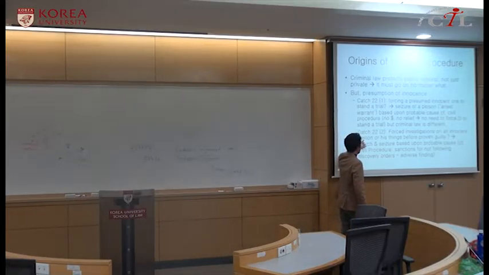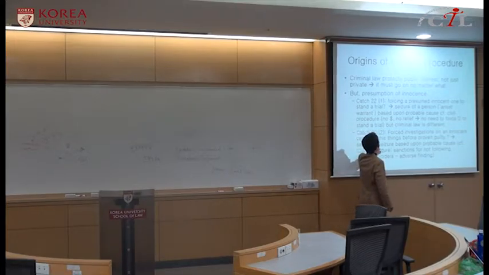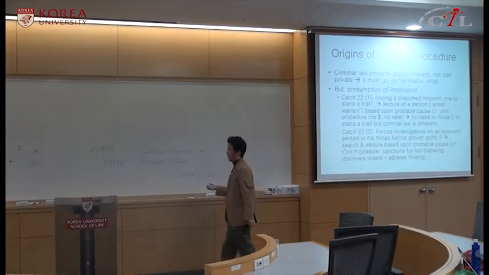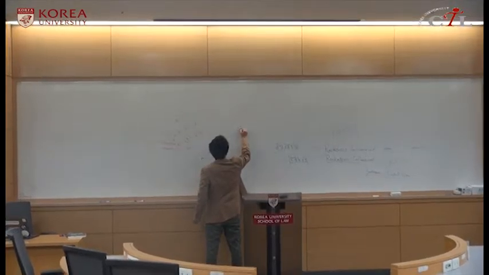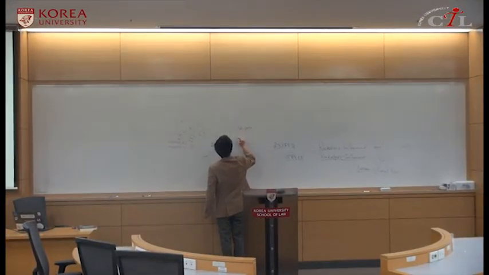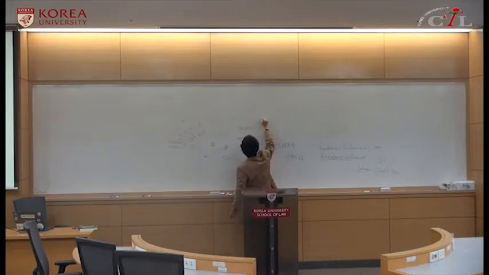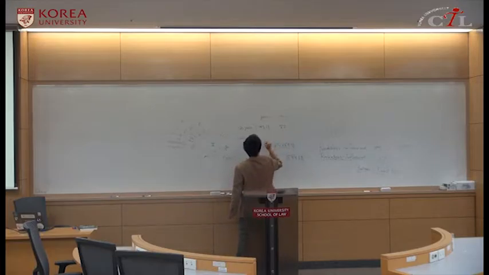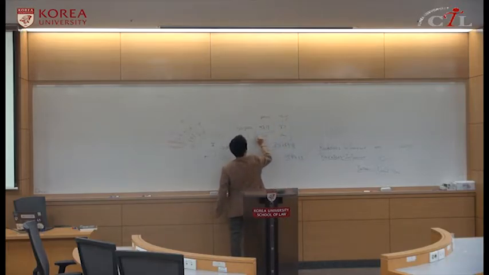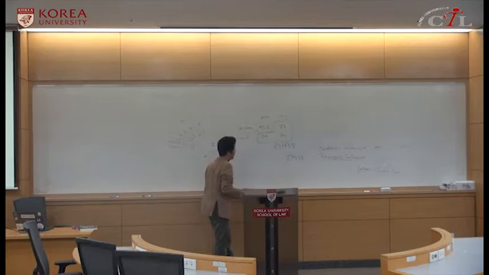So both search and seizure of things, and search and seizure of a person. Seizure of a person will be 체포 구속, right? Seizure of a thing will be 압수. Search of a person, search of a thing will be 수색. 그래서 크게 보면 이제 압수수색 영장이 있고 체포 구속 영장이 있죠.